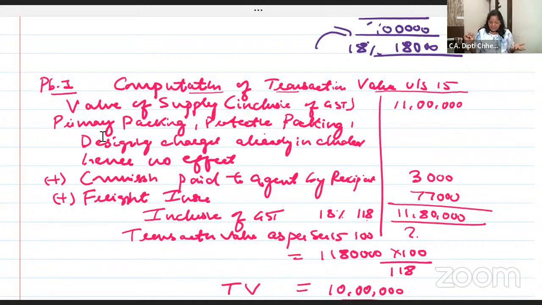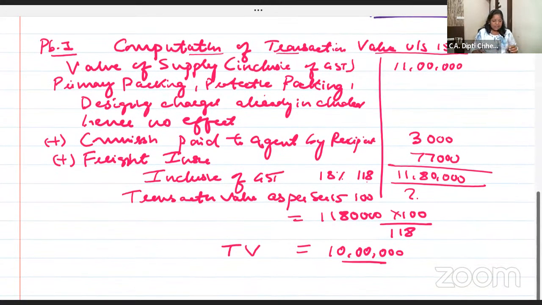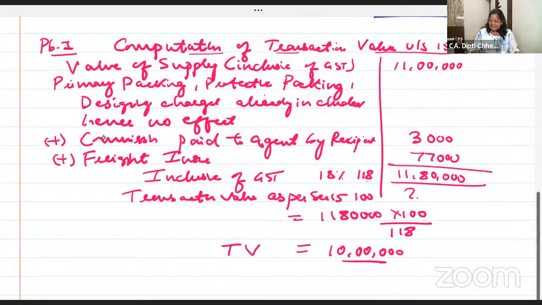Why? Because it's already included. On behalf of supplier, if you're making payment to third parties, add it. And this is inclusive value, so you will get the answer. Let us do the second problem.